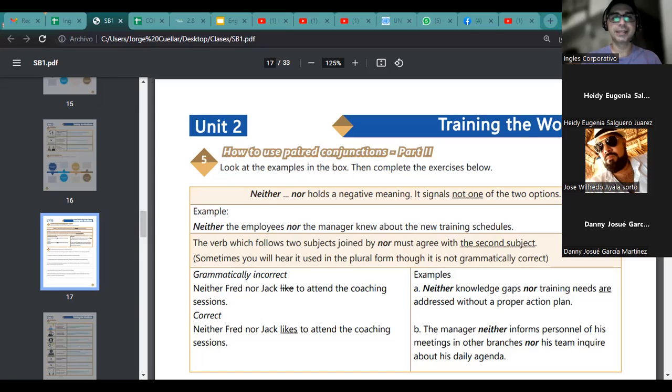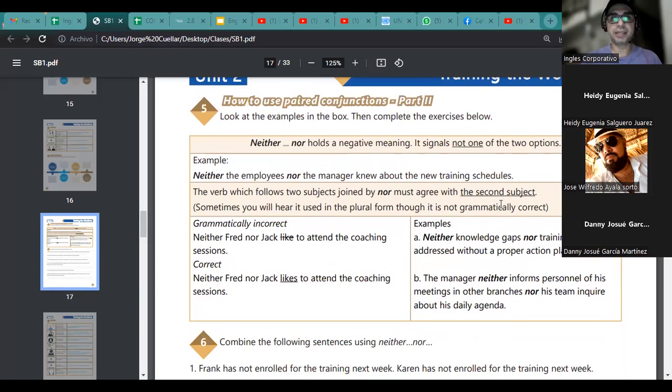Nobody else. Okay. So we're going to continue with the book, Training the Workforce. This is unit number 2. We don't use the book that much because here it's just grammar and then the links that we see during the class. So I also bring some other links. But well, now it's time to check the grammar. How to use pair conjunctions, part 2. Look at the examples in the box, then complete the exercises below. Let's see.